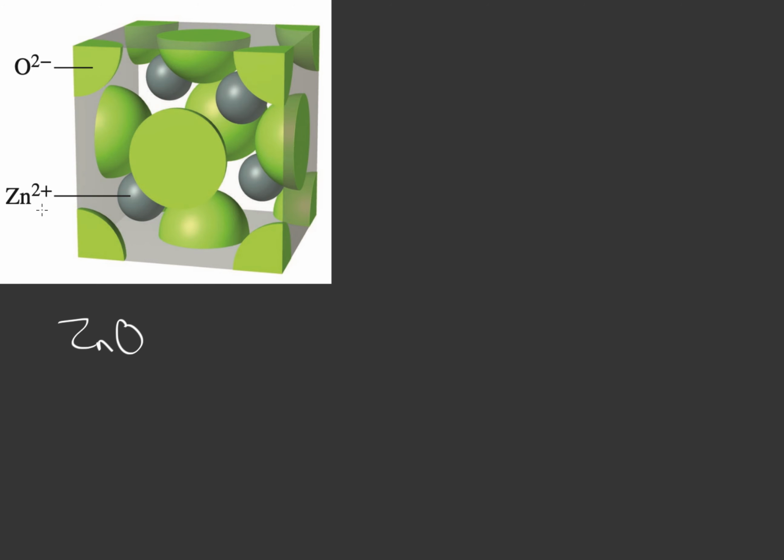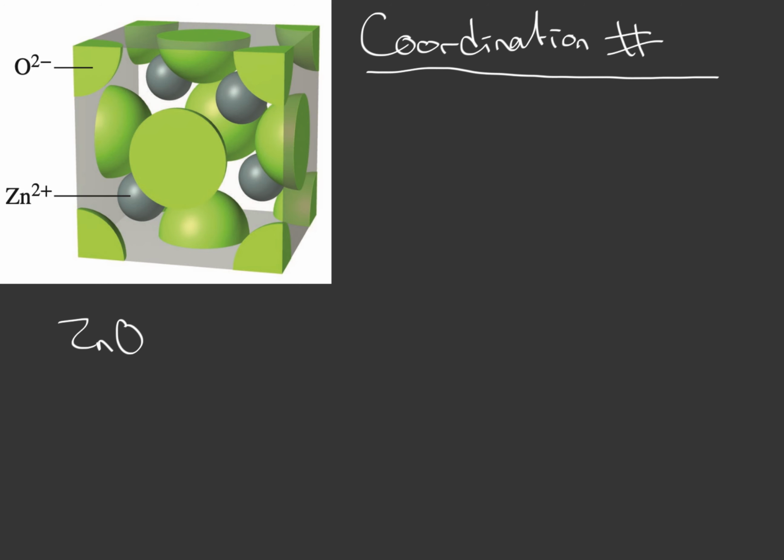Say we didn't even know what the elements were. Then we have to do something called coordination numbers. So we have to find the coordination number for both zinc and oxygen, and we can figure out the ratios between each other through that. So say let's start off with oxygen.